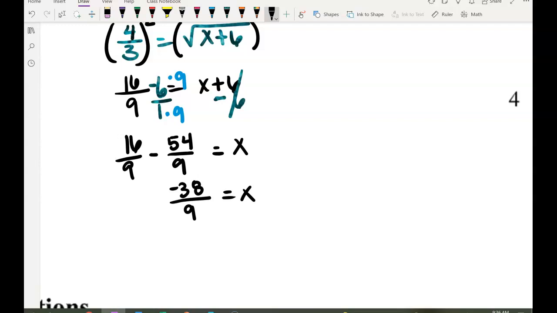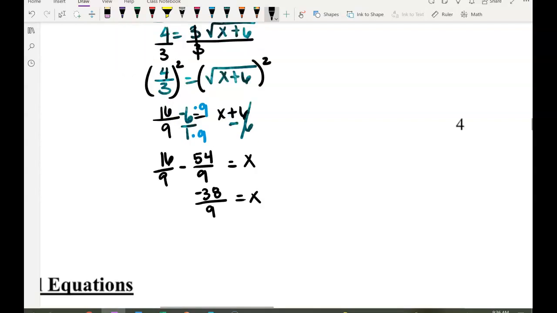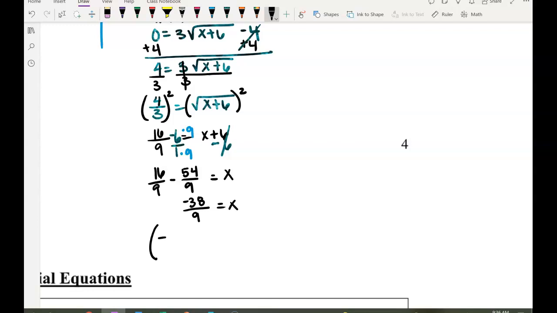No, because we can't divide by 2. How do you know when you can divide by 3? You add up the digits, okay? So 3 plus 8 is what? 11. 11 is not divisible by 3, so therefore 38 is not divisible by 3. Okay? All right, so we are going to write it as an ordered pair. Negative 38 over 9, comma 0.